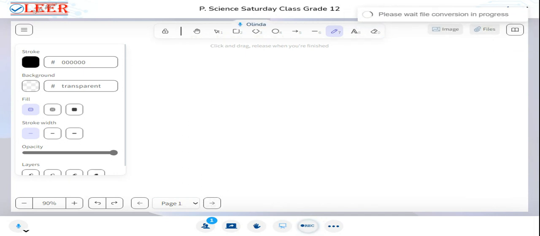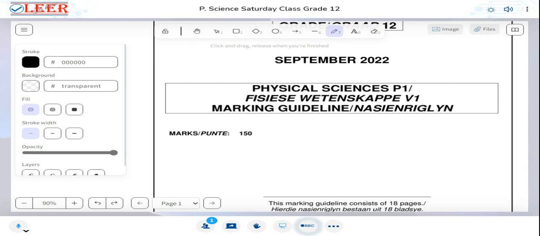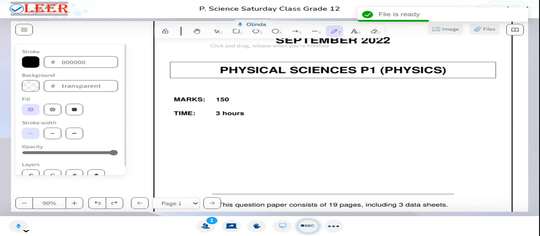Uploading the wrong thing. This is the marking guide. That's okay. I'm gonna quickly upload the right thing then, which is this. Okay, cool. We're gonna quickly go through another question, and then if we can, start with your wavelengths, your sounds, and light.